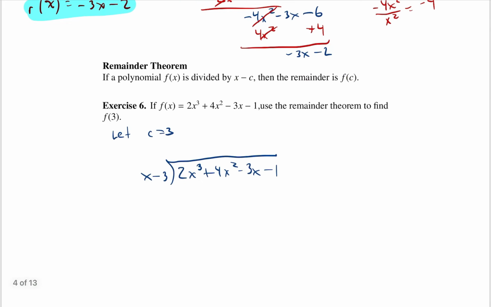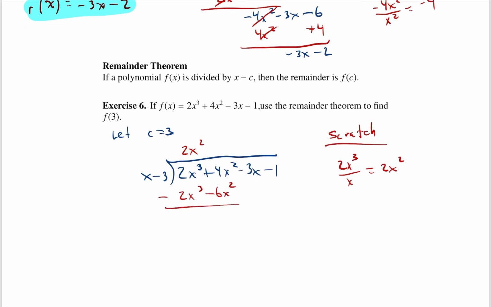So if we do the long division, I'll do my scratch work again. Remember, we do the first term divided by the first term. That would be 2x cubed divided by x, which is 2x squared. And then we distribute. All right, and that's going to be 2x cubed minus 6x squared. This time they do align. Minus, subtract, distribute your negative.